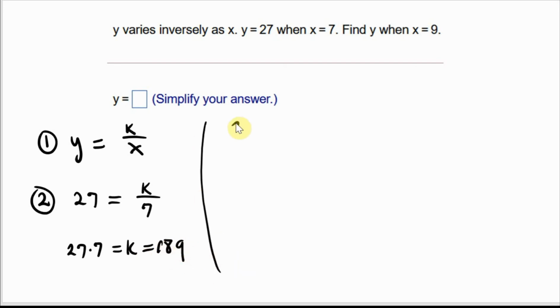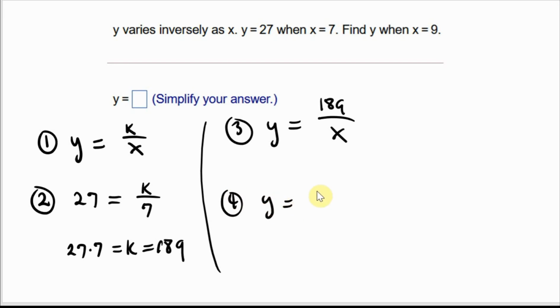So step 3, we write the model, that is the equation, with the value for k, which is 189, and that's all over x. Now, step 4, find y when x is equal to 9. So we have 189 divided by 9. And so on our calculator, we get 21.